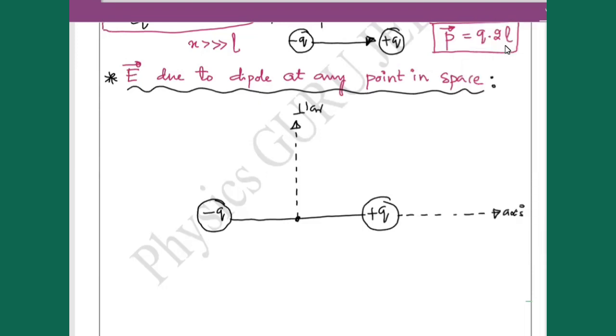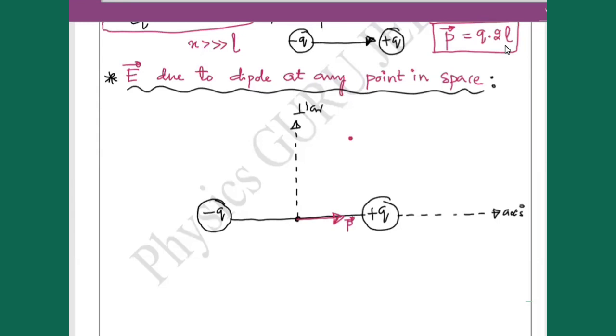Yes. Now, if I want to give the direction, can I give the direction of P like this? This is the direction of P. Am I right? The dipole moment direction is from negative to positive. Now, if I want to calculate at a particular point, let me take this point, at which I would like to calculate. I'll call it M. At that particular point, I would like to calculate.